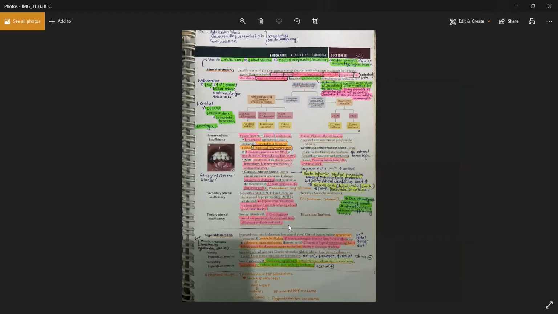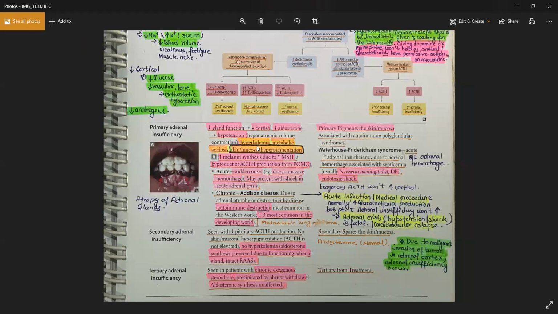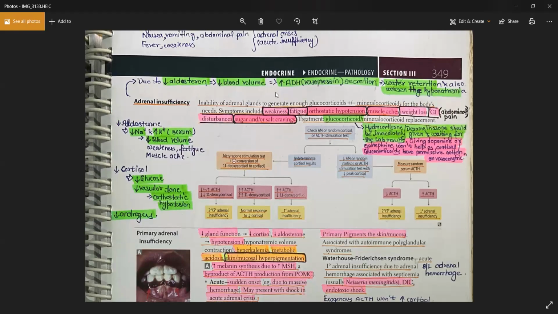Any doubt on this page so far? Can you please repeat the interaction between aldosterone and ADH? The last point you made. What are the factors which can stimulate the ADH secretion?